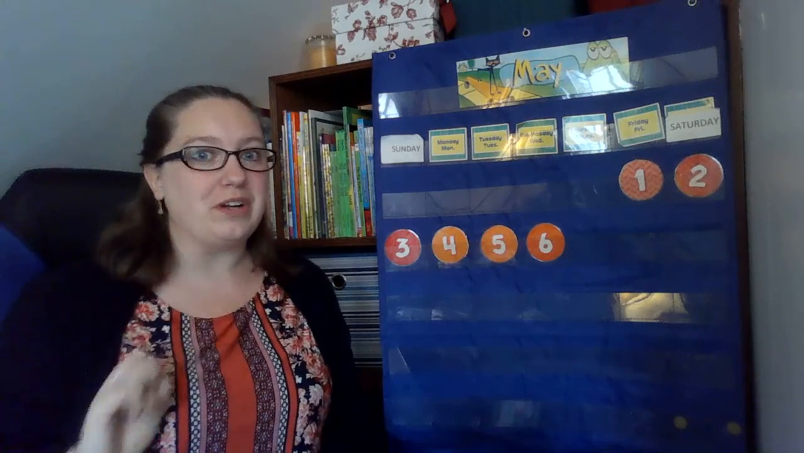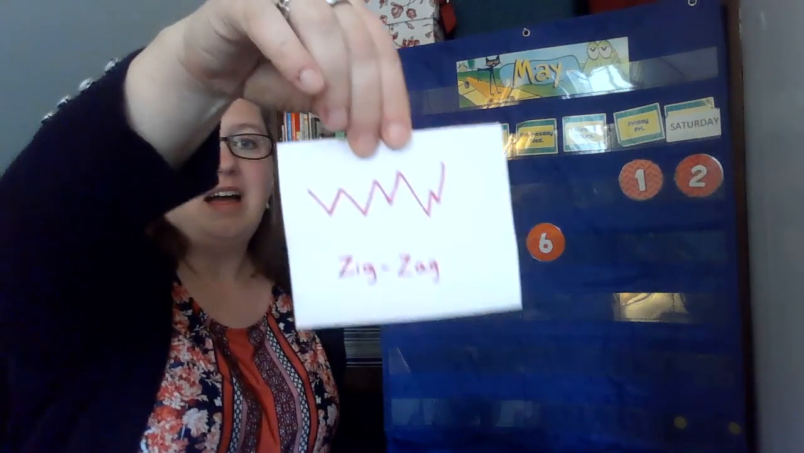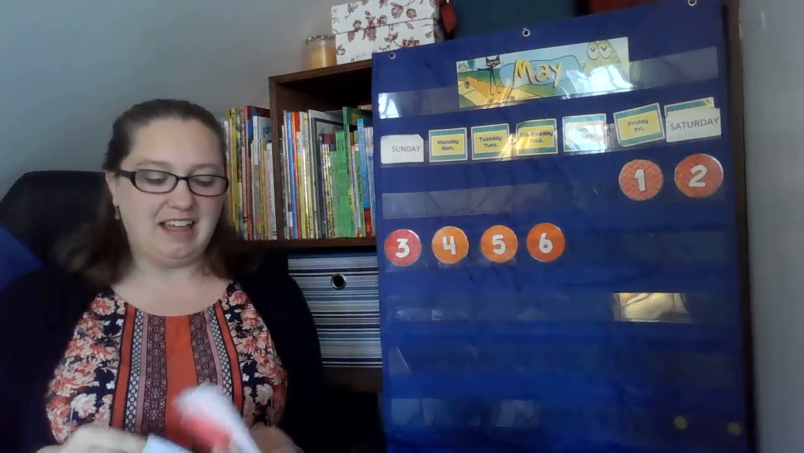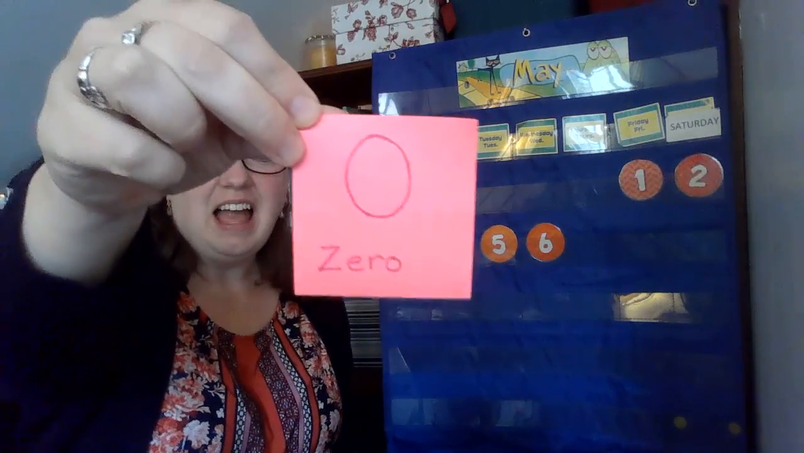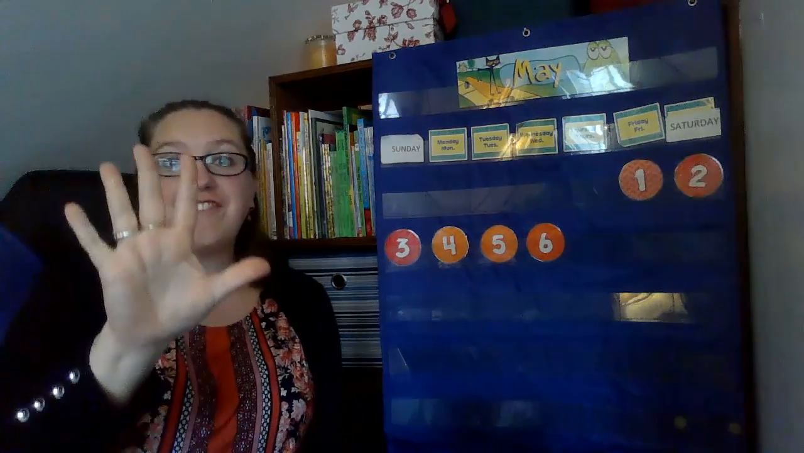Now for two new words. This is a line that has ups and downs. A zigzag. And this is a number. It means that we have nothing. A zero. So those are five words that we have that begin with the letter Z.